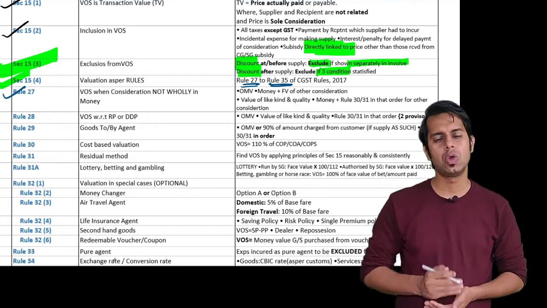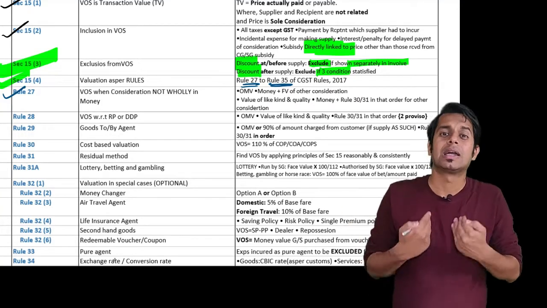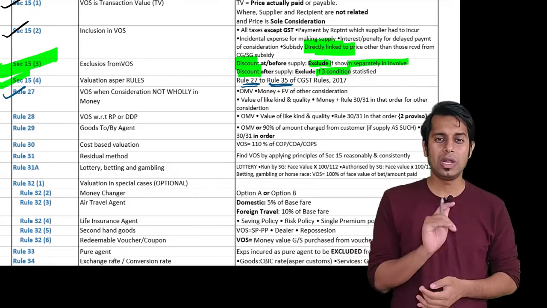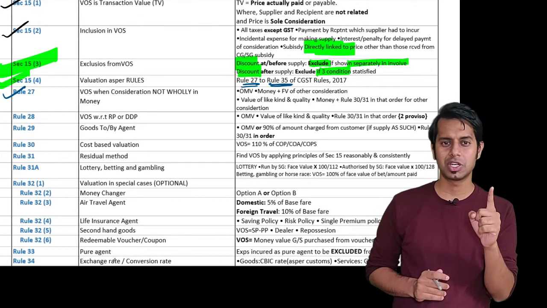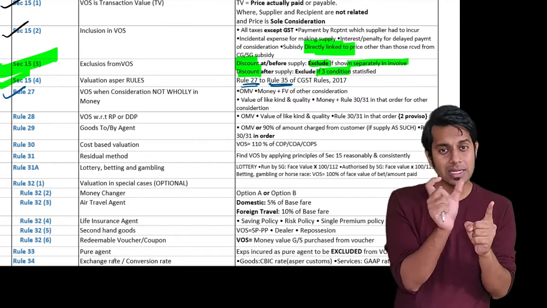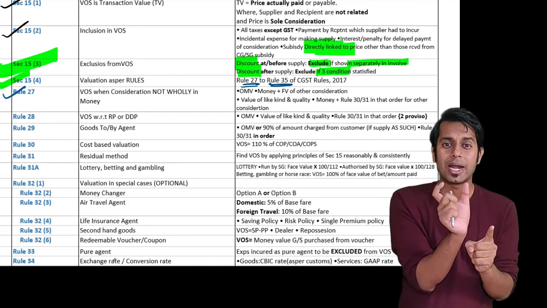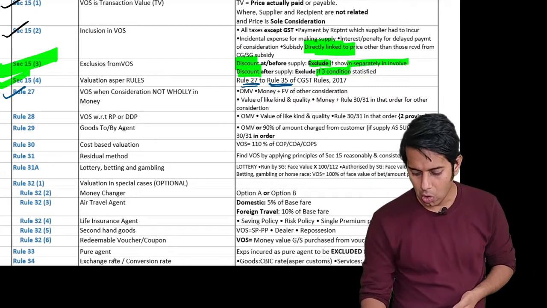Rule number 27 says, when the consideration which you are paying is not wholly in money, then follow this rule. Now please note, in this rule there is a consideration involved. First thing you should notice, there is a consideration involved, and that consideration is not wholly in money, meaning it is partly in money plus partly something else you are receiving. In such cases, the value of supply should be the open market value.